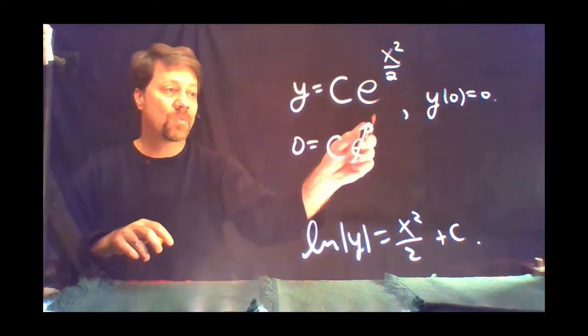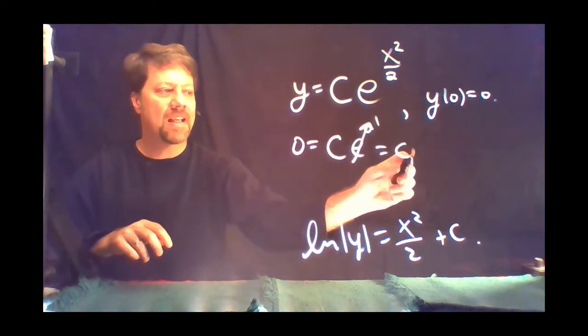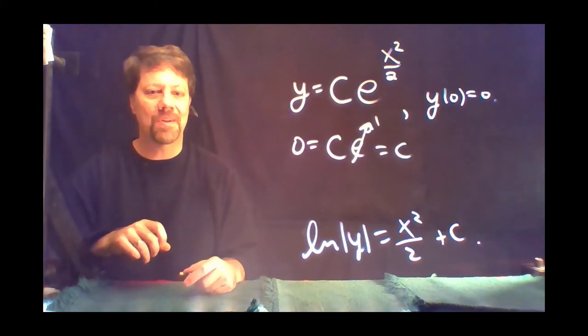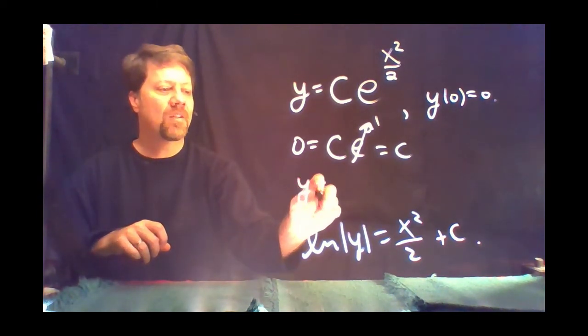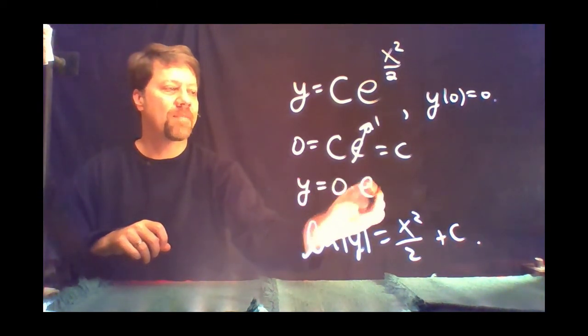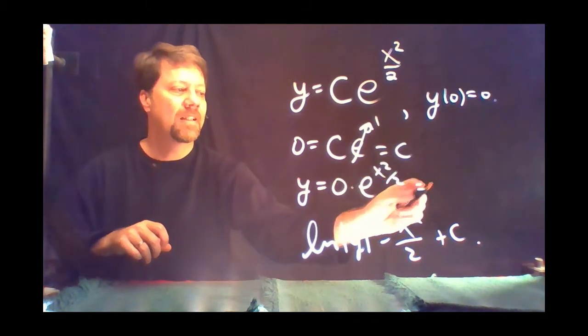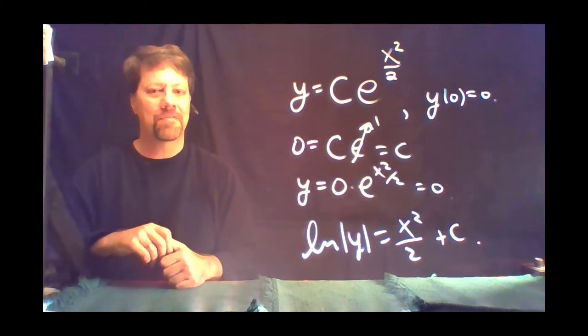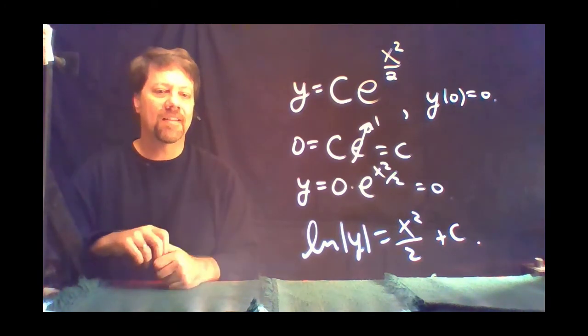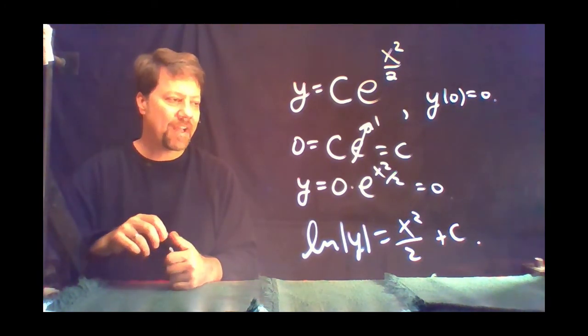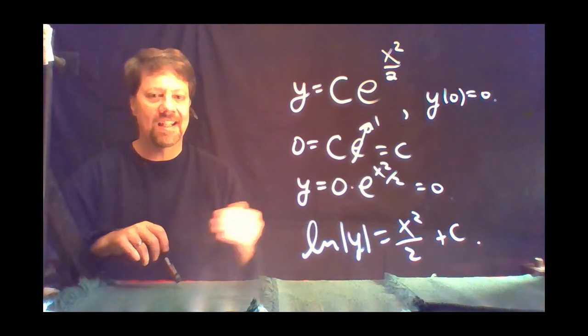E to the 0 is just 1. 1 times c is c. We'd have to have c equal to 0. That means y is 0 times e to the x squared over 2. And that's just the function that's 0 for all x, verifying that the solution to the initial value problem is y identically equal to 0.